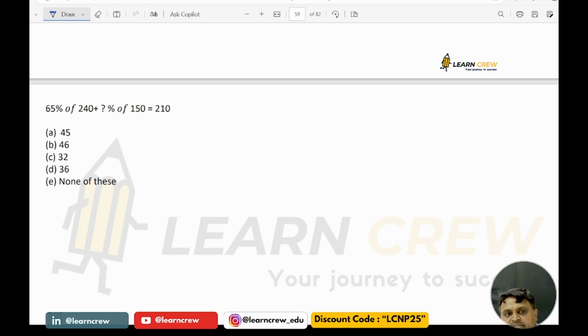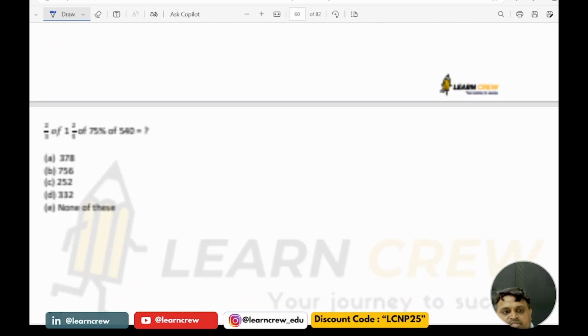65% of 240 means it is how much? 50% is 120, 10% is 24, 144, and 5% is how much? 12. So 156. 210 minus 156 is 54. 54 is what percentage of 150? 54 is 36% of 150. So answer is 36.